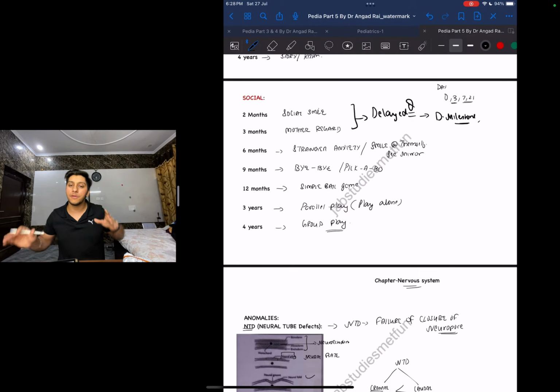Even though there is a group of people playing together, they will be very busy amongst themselves, and only alone they will play. That is parallel play. And by 4 years they will have group play, meaning playing together. Now these are the milestones which you guys need to know.